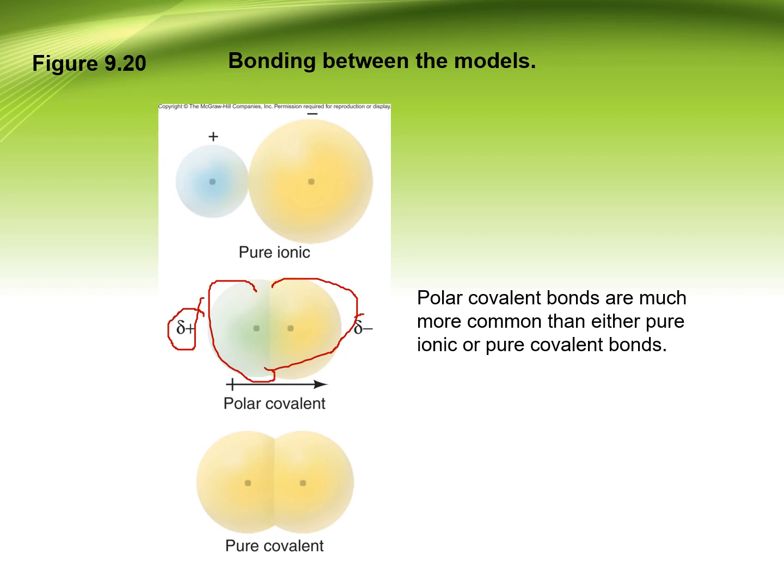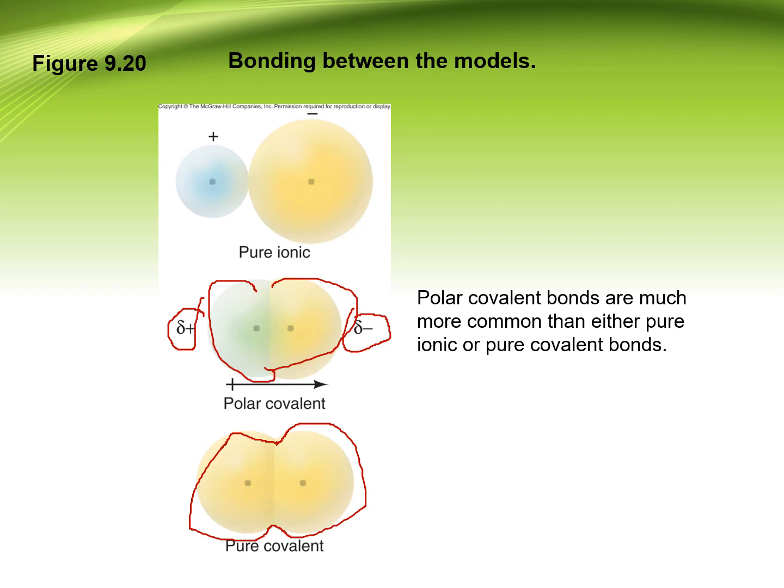The atom with less electronegativity we call partially positive, while the atom with more electronegativity is partially negative. And here you can see the equal sharing of the pair of electrons between the atoms, and we call it pure covalent. And this is pure ionic, where the cation and anion are attracted to each other.